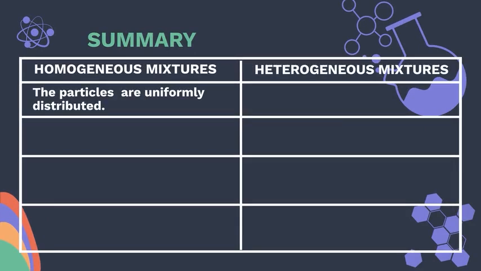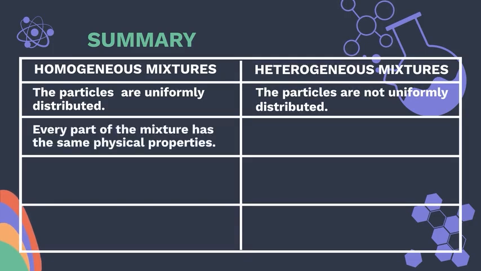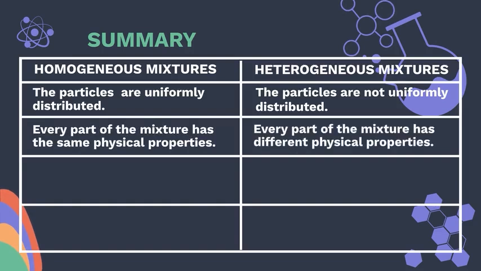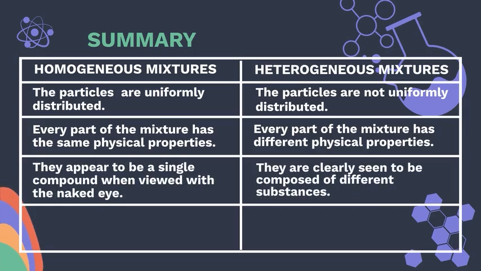1. Homogeneous mixtures, the particles are uniformly distributed, while heterogeneous mixtures, the particles are not uniformly distributed. 2. Homogeneous mixtures, every part of the mixture has the same physical properties, while heterogeneous mixtures, every part of the mixture has different physical properties. 3. Homogeneous mixtures appear to be a single compound when viewed with the naked eye, while heterogeneous mixtures can clearly be seen to be composed of different substances.